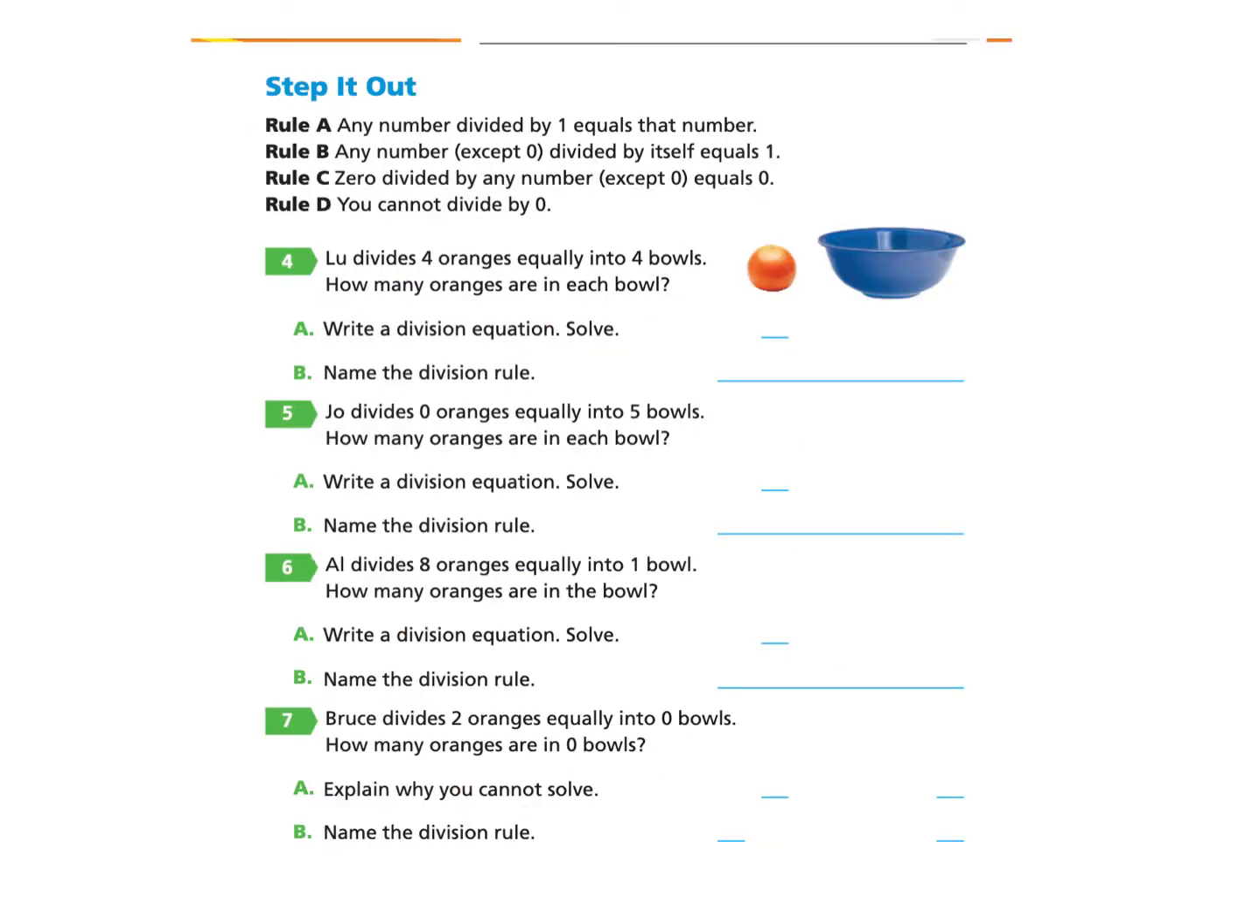Let's take a look at the next page, page 165 under Step It Out. This workbook provides 4 rules, and they are listed under Step It Out, Rule A, B, C, and D. So we're going to take a minute to look at each rule and just connect it to the division that we just did on the other page, and then we'll practice it out with problems 4 through 7.